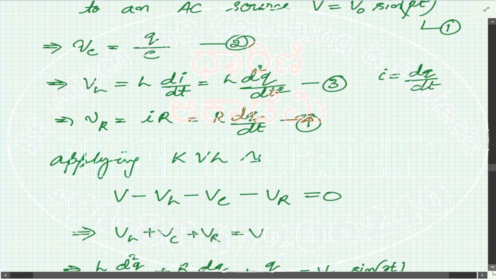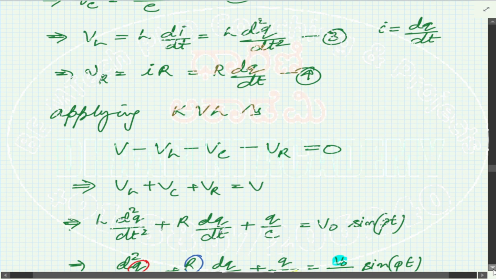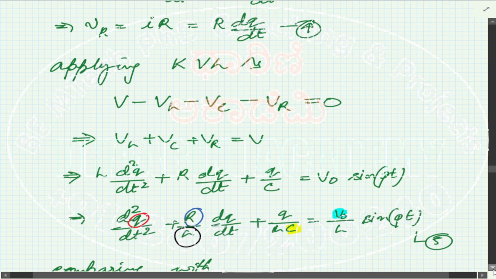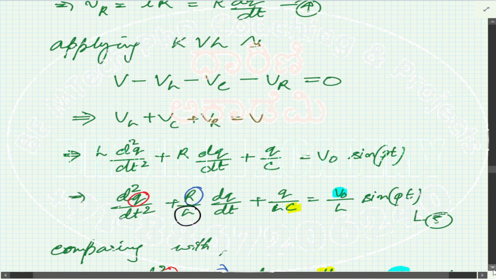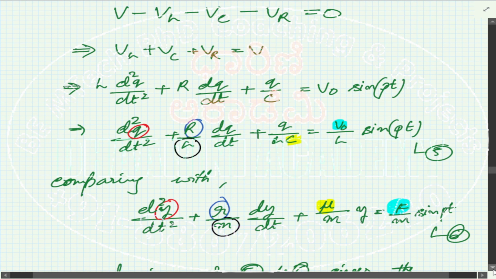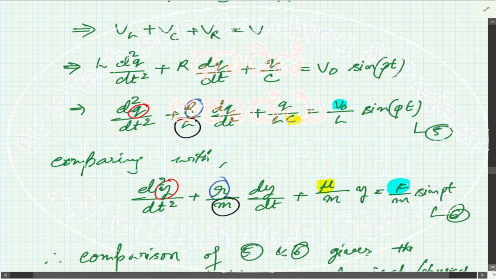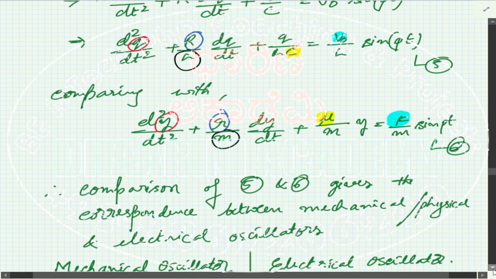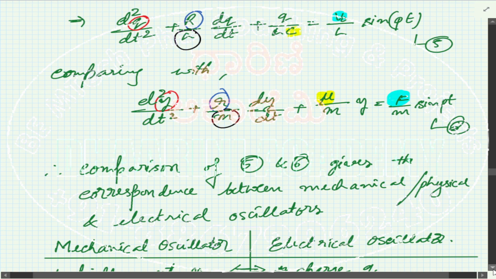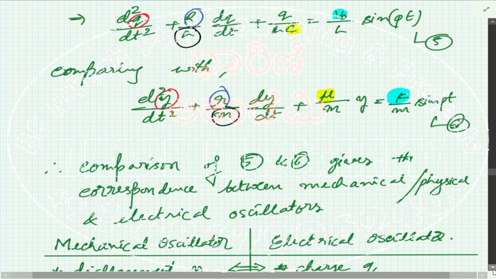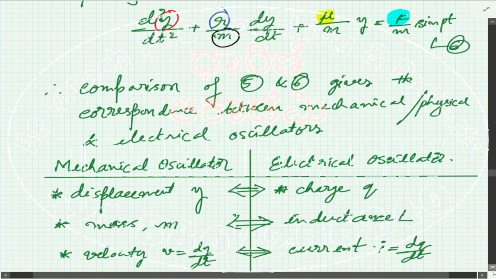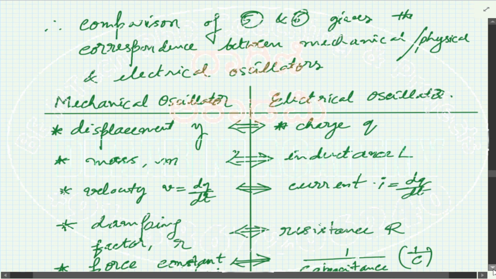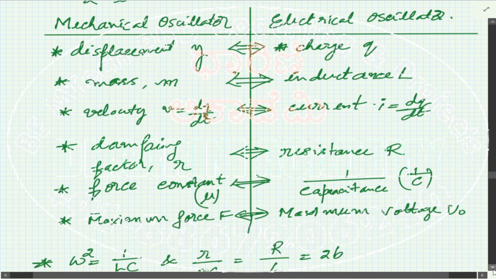Then we applied KVL in the clockwise direction starting from the power supply. So V minus VL minus VC minus VR became equal to 0. As you can see, once we have this equation, we substitute the values and we get equation number 5. Comparing this equation 5 with the original equation of vibration obtained in the mechanical or physical system, we can get the equivalent terms for the mechanical oscillator and the electrical oscillator.